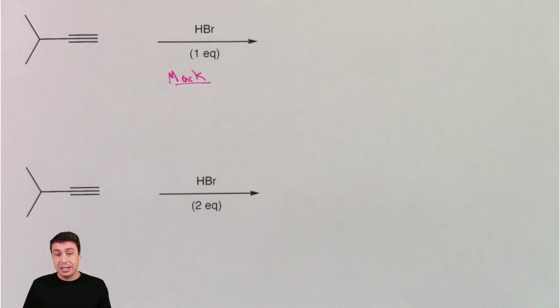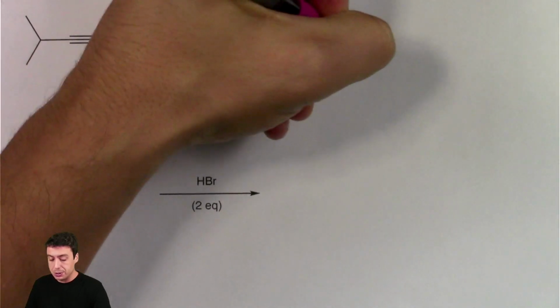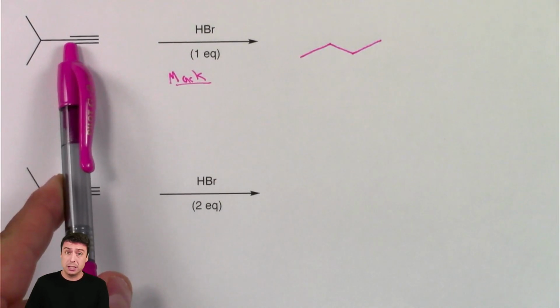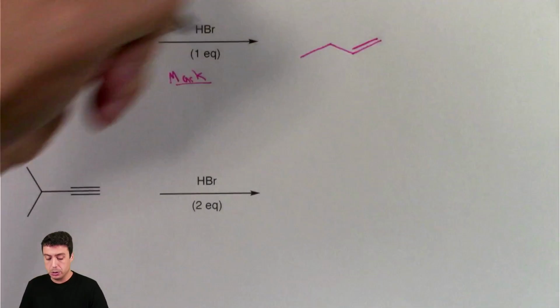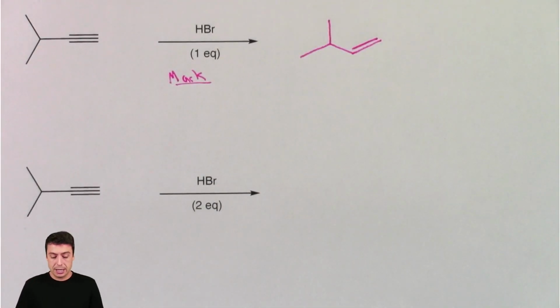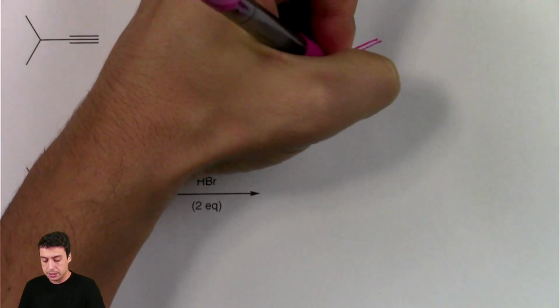So HBr 1 EQ, again, 1 pi bond is gone. Now that you have a double bond, you can go back to zigzagging, right? Because alkynes have to be linear, but double bonds and single bonds don't. So now we're going to get rid of 1 pi bond, go to a double bond. We're going to keep that isopropyl group over there on the left-hand side. And then the bromine adds to the more substituted side.